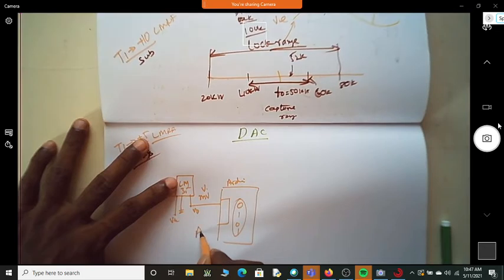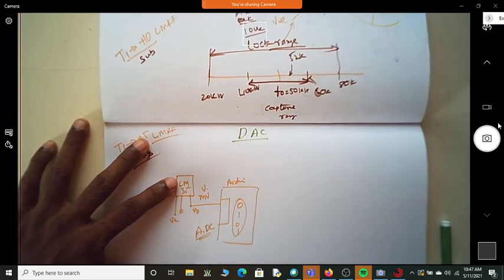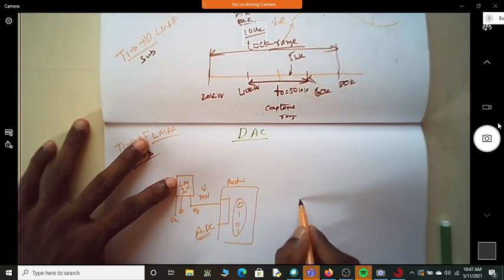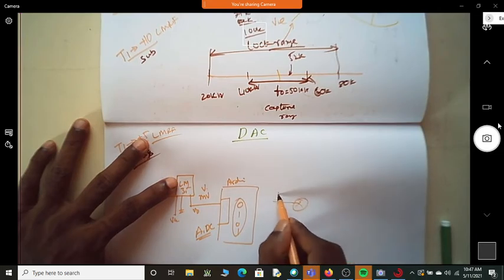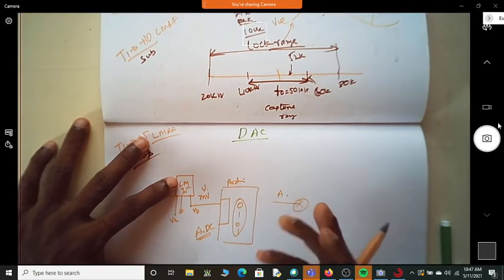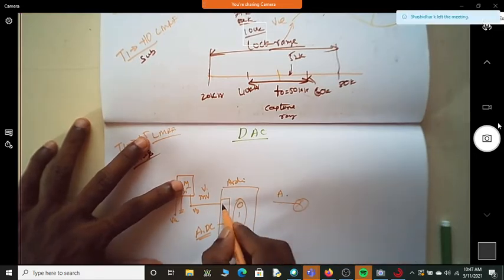So you need to have an analog to digital converter, correct? So you have an analog to digital converter, and then assume that you have a fan here. This again requires analog voltage to change the speed. It's not okay turning on, turning off. This is ADC, correct?